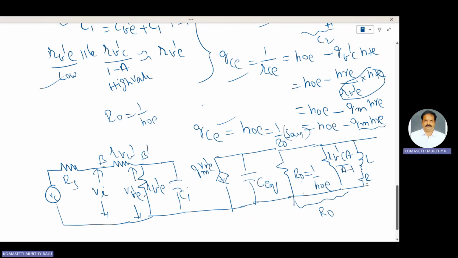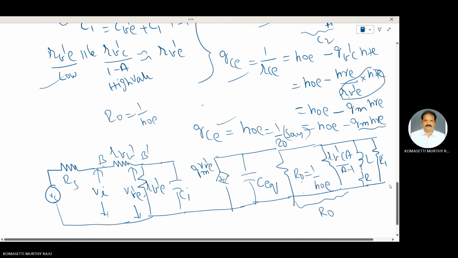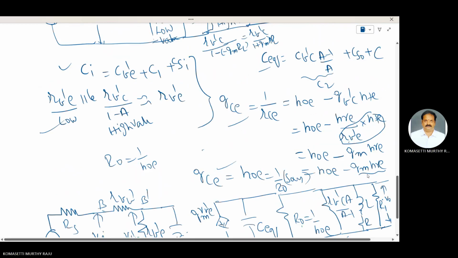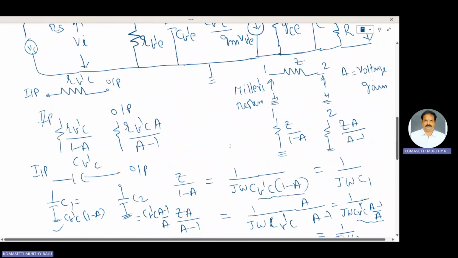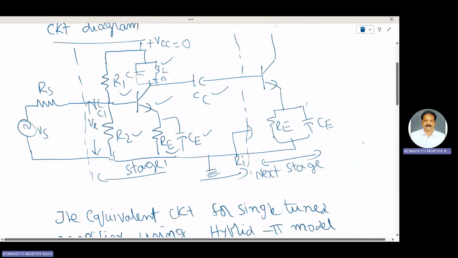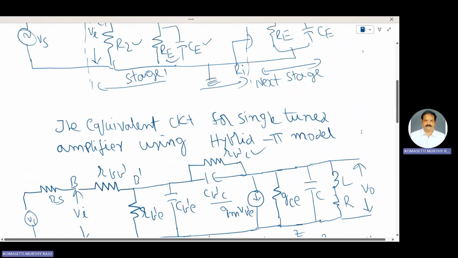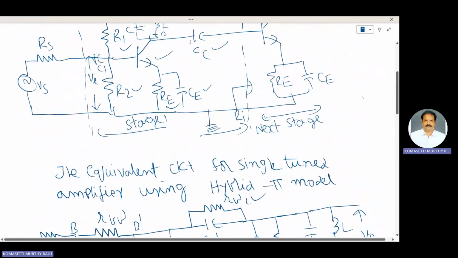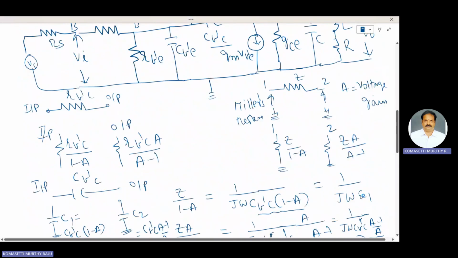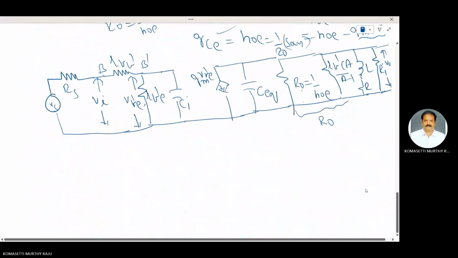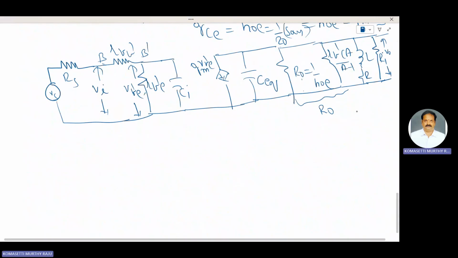One more is added here, that is the input resistance of the next stage, that is Ri. Across this Ri is V naught. See this figure. Ri is the next stage input resistance included in that circuit. For AC analysis, this capacitor is replaced by short circuit. This entire one is replaced with R naught.